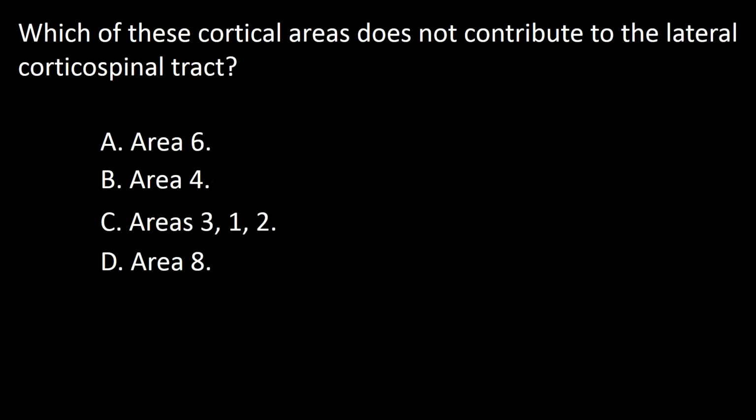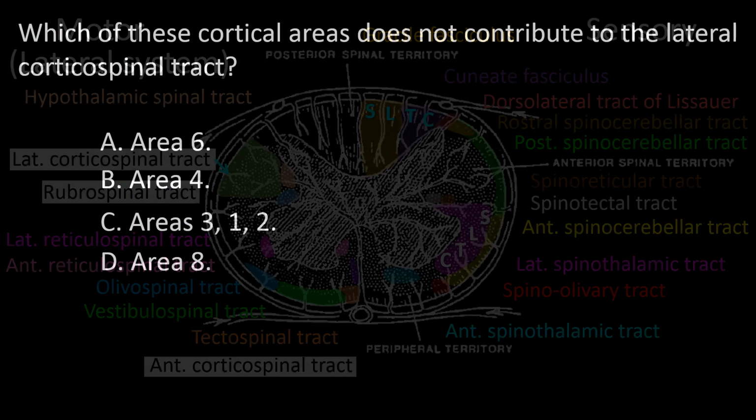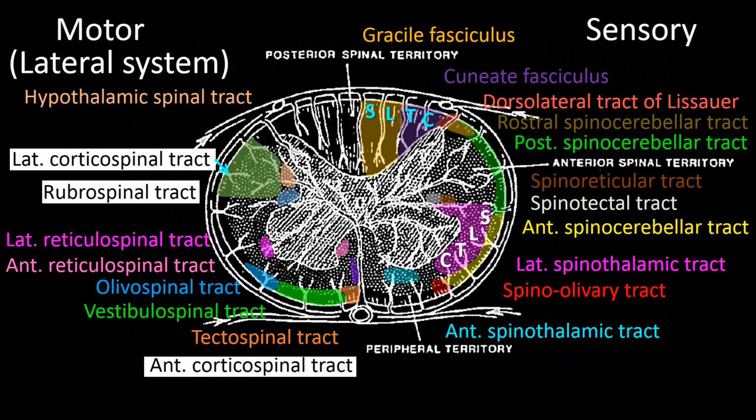Next question. Which of these cortical areas does not contribute to the lateral corticospinal tract? A. Area 6, B. Area 4, C. Areas 3, 1, and 2, D. Area 8. Of the descending motor pathway lateral system, the most important tract is the lateral corticospinal tract.